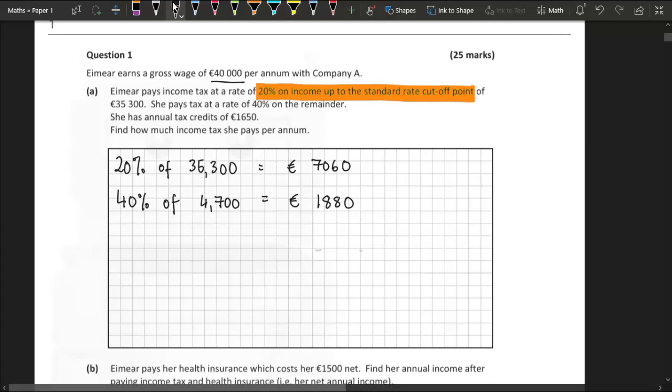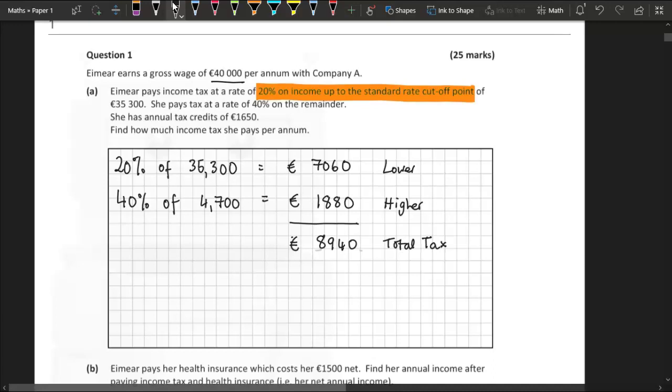So this is her 20%, the lower rate. This is the upper rate or the higher rate. And we're going to add the two things together. So the total there is 8,940. So that there is your total tax.